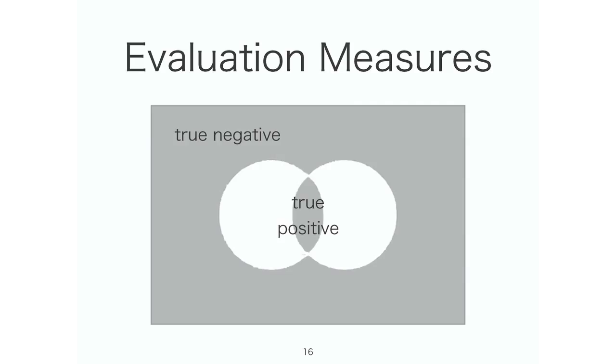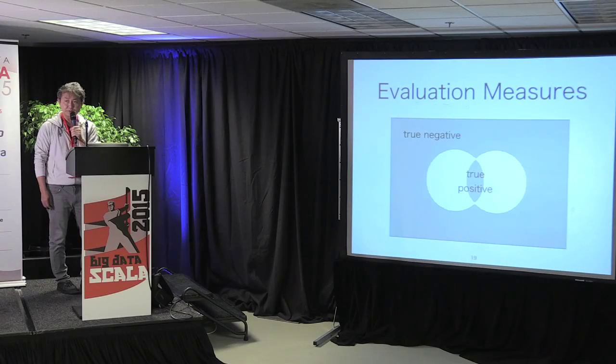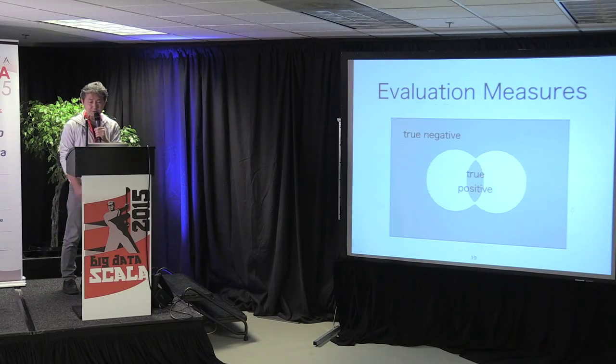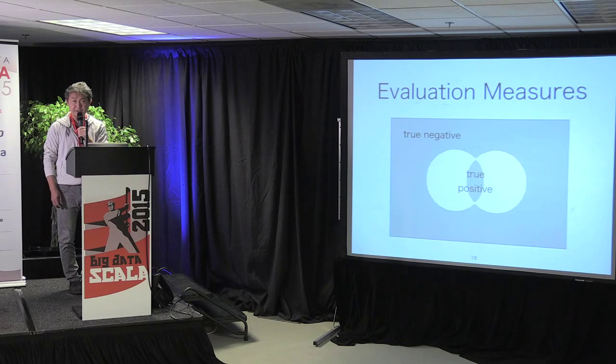Let's look at the true area. The true area has 2 sections, true positive and true negative. True means the right answer. For example, true positive is the area where a set of documents are returned by the search engine and are wanted by you. And true negative is the area where a set of documents are not returned by the search engine and are not wanted by you.